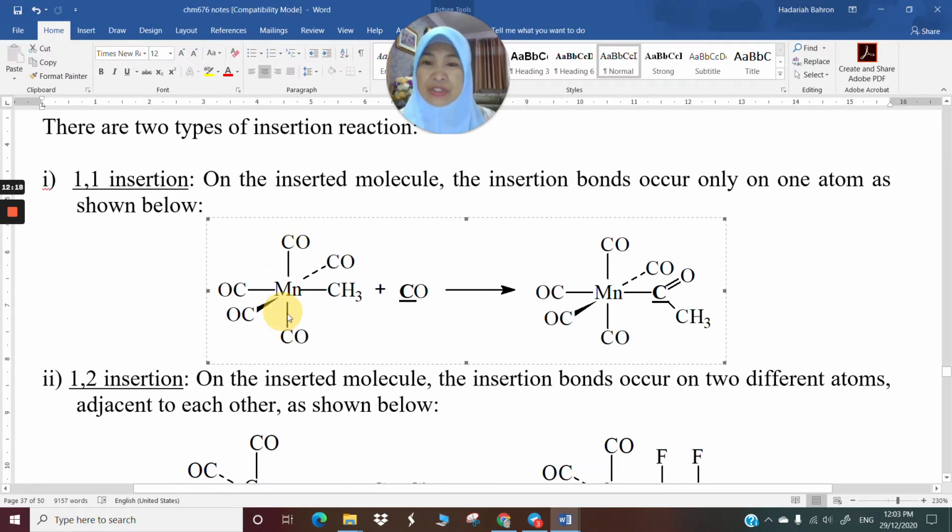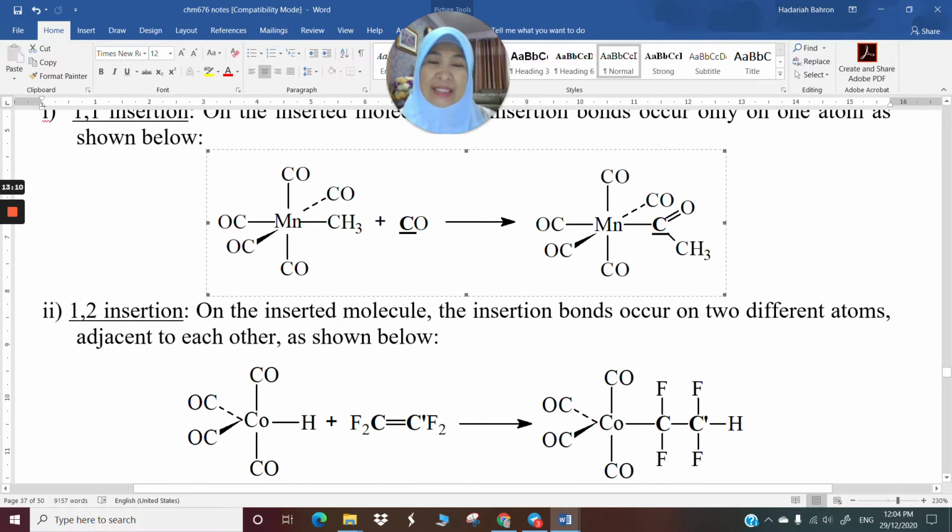Now, if you have this situation where manganese is bonded to carbon monoxide and to a methyl here, and there is an oncoming CO ligand, and the oncoming CO ligand inserts itself between the manganese and the carbon through only one of the atoms, which is the carbon, like in this situation here, this is called a 1,1 insertion. Carbon is atom number 1, oxygen is atom number 2, and the manganese is attached to atom number 1. The carbon of the methyl is also attached to atom number 1, so this is called a 1,1 insertion.